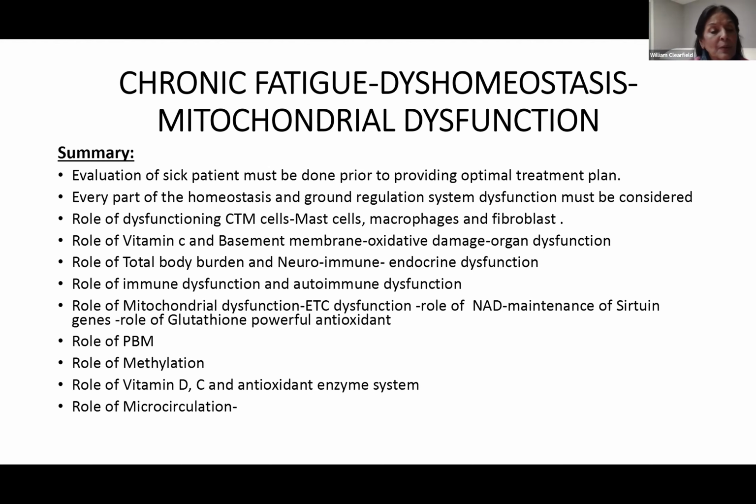Methylation also should be supported, and first find out if the patient has any polymorphism in any methylation enzymes and pathways, and then address accordingly. The role of vitamin D cannot be underestimated. Vitamin C should be equally important, and other antioxidant enzyme systems should be supported. And microcirculation can be supported by giving the oxygen treatment.